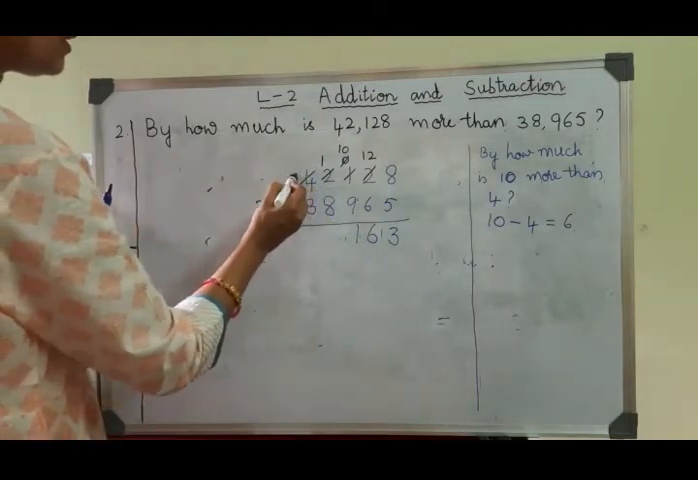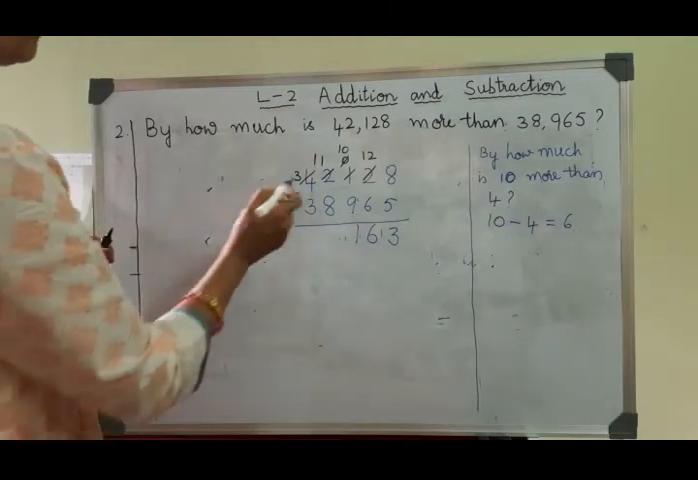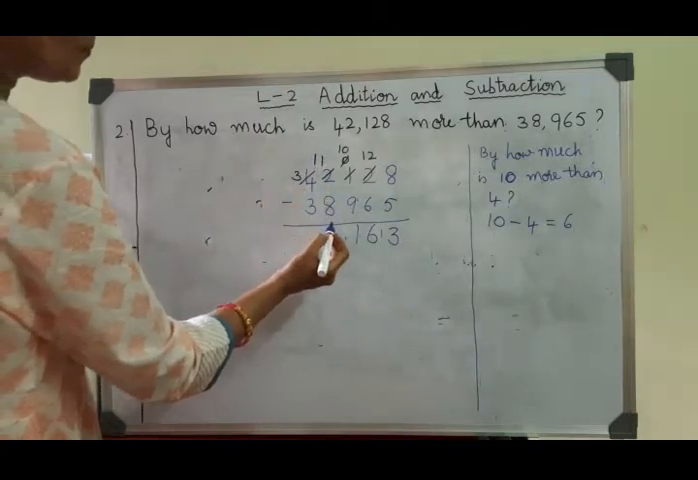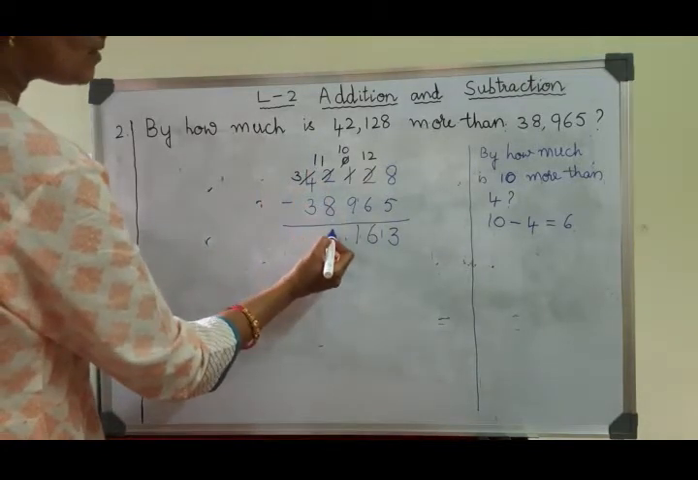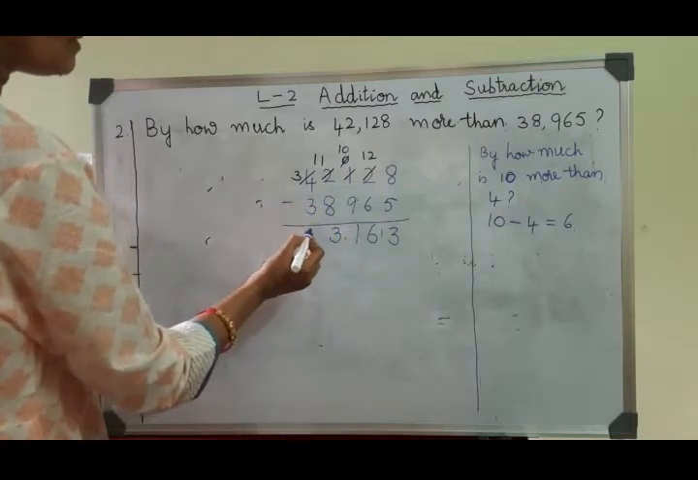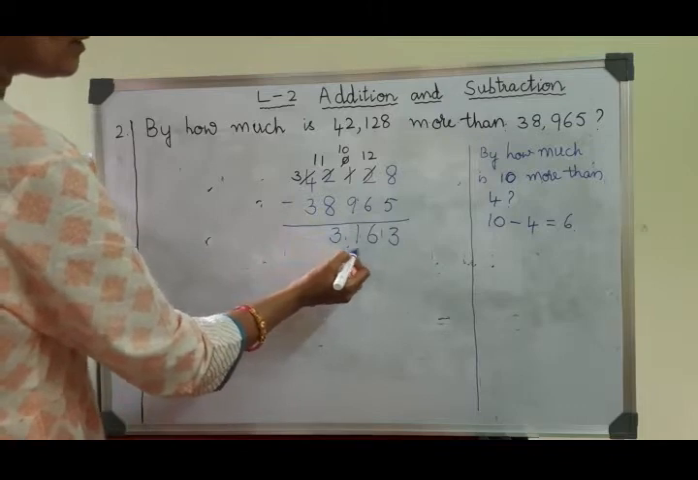So what do you have to do? It will become 3, and this becomes 11 now, as 1 is borrowed from 4. So 1 will become 11. 11 minus 8, it is 3. 3 minus 3, 0. You need not write 0 here. It has no value. Read the number.